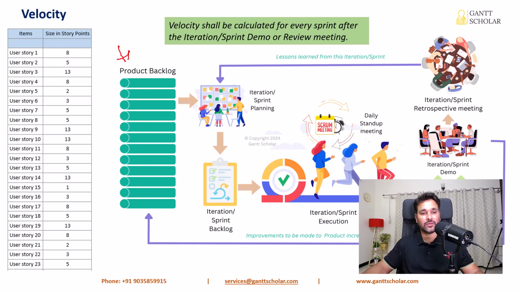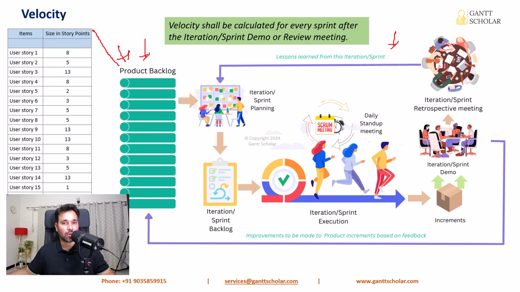So here we have the product backlog, and I have captured a snippet of what we saw in the drawing board here. Inside this product backlog, you will find so many user stories, and we have the sizes of the user stories. Now here we have the Agile framework or Scrum framework.